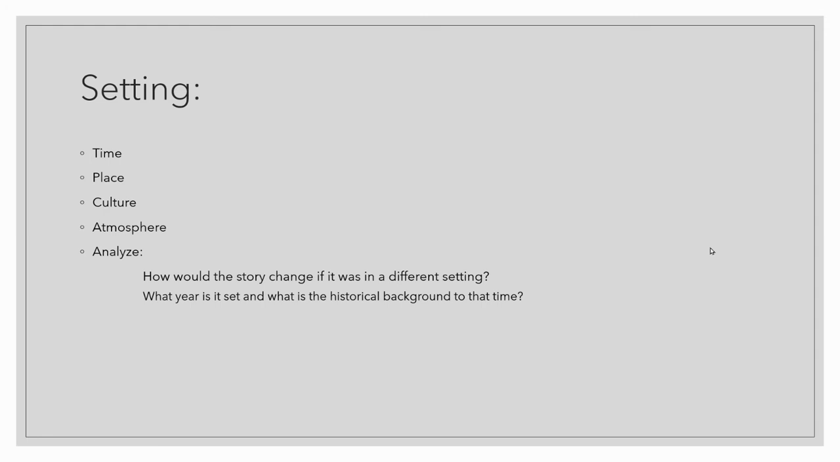Setting is going to be time, place, culture, and atmosphere. When you analyze, you need to think of, why is this the setting that the author has picked? What would change if it was a different setting? If it went from one location to another, would that impact the plot and the storyline?